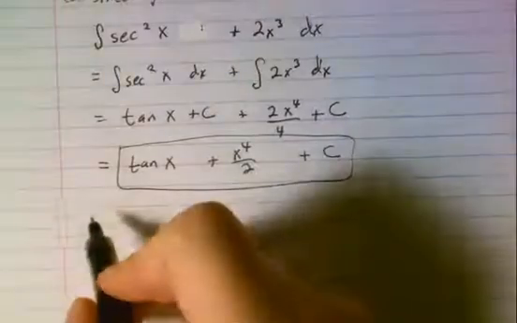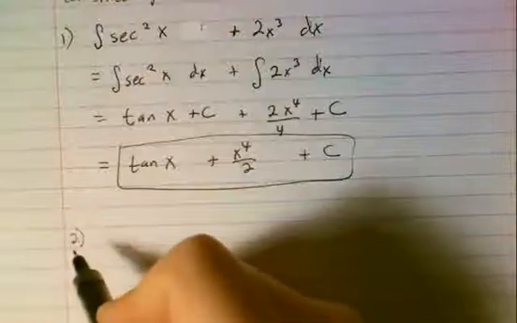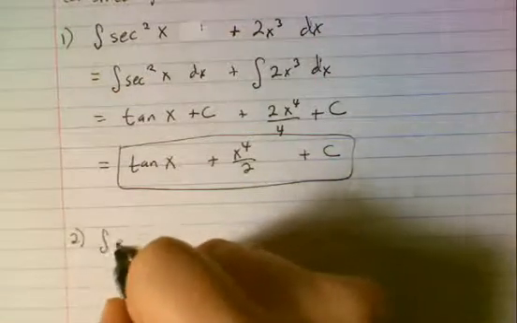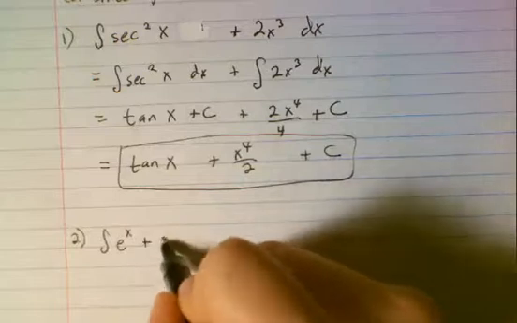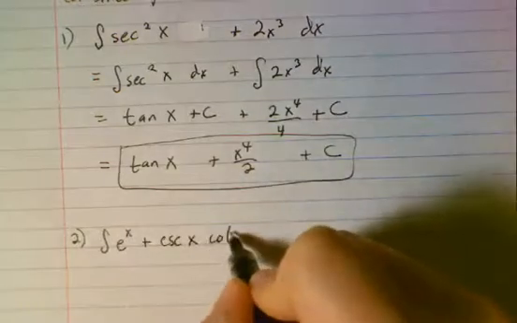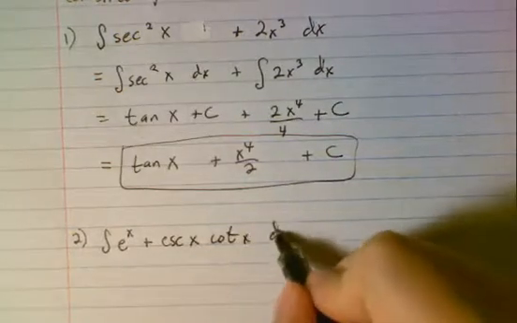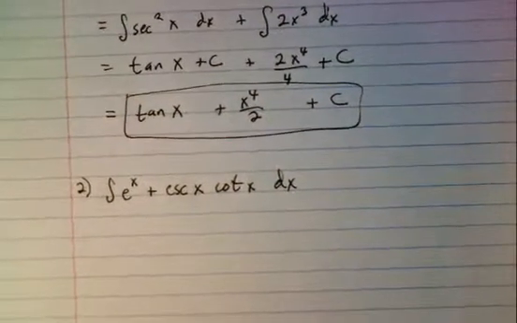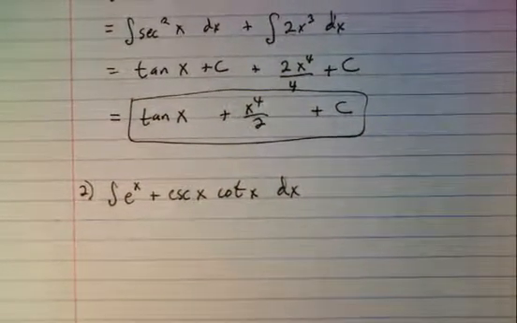One final problem, then we're done. That was problem 1. This is problem 2. Go ahead and try this one on your own. We want to find the antiderivative of e to the x plus cosecant x cotangent x, and our variable is x. Try that one on your own. Pause the video now and restart the video when you're ready.